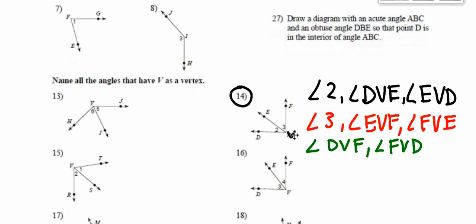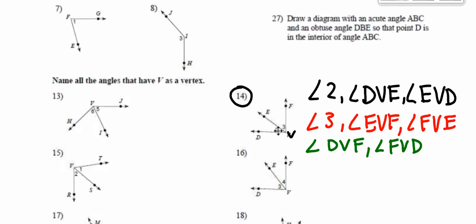Next, down here at 14, it says name all the angles that have V as a vertex. So there's the V as the vertex. We have this angle 2, this angle 3, and the large angle. Other names for angle 2 are angle DVE or EVD. Other names for angle 3 are EVF or FVE. And for the large angle, we only have two names, either DVF or FVD.